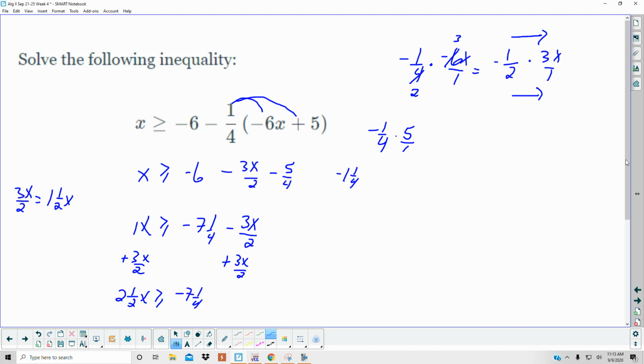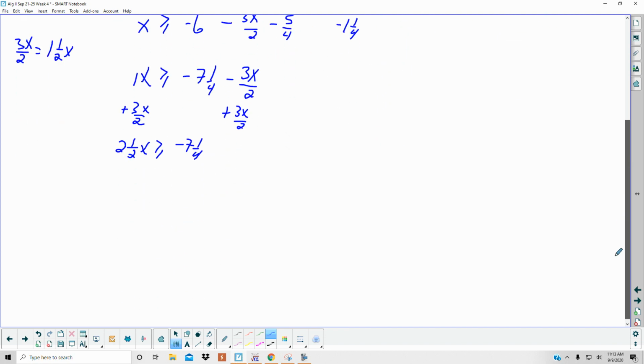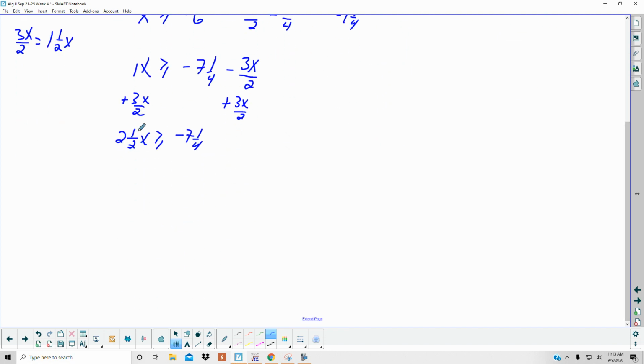Now I'm going to have to change both of these into improper fractions so I can get rid of this 2.5 here. 4 plus 1 is 5, so that's 5/2 x greater than or equal to 28 plus 1 is 29, minus 29/4. Now I'm going to multiply by this reciprocal, 2/5 times 2/5. The 2 reduces.